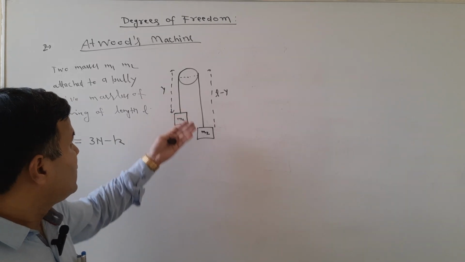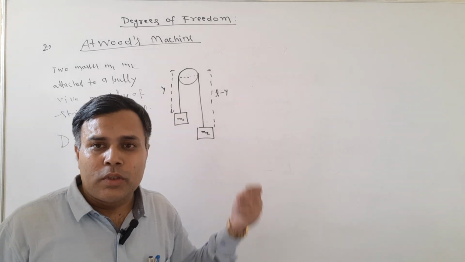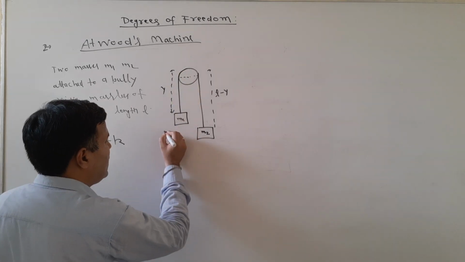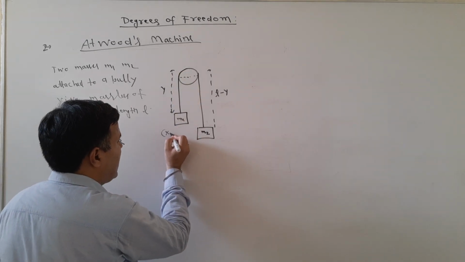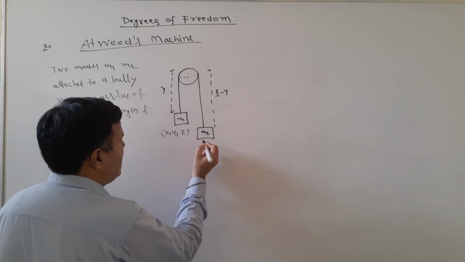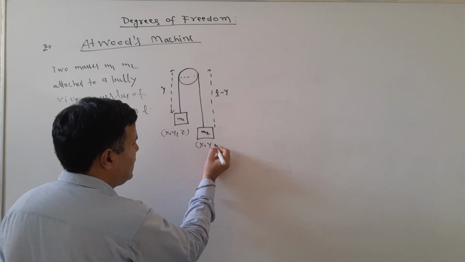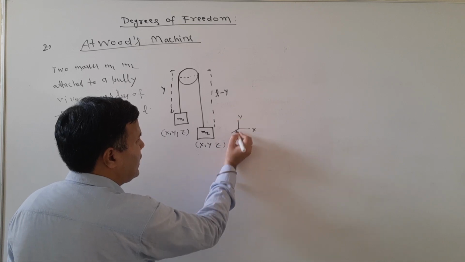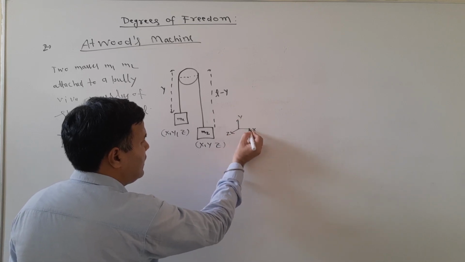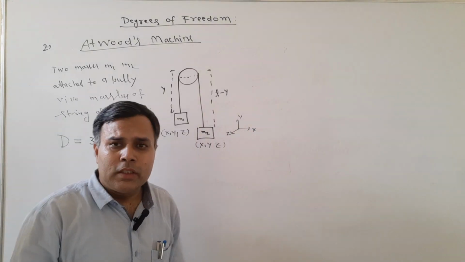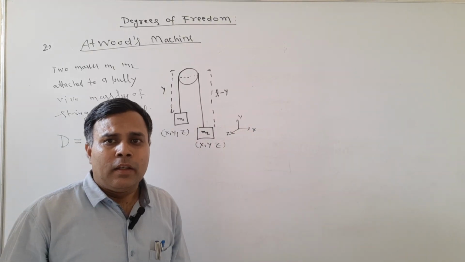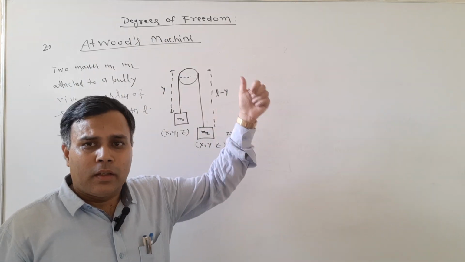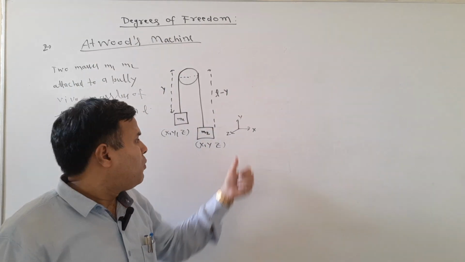Atwood's machine, this motion is in a plane. Let me write the coordinates: this is x, y and z, this is again x, y and z, and this x, y and z. So this motion is in the vertical direction, and the vertical direction is the y direction.